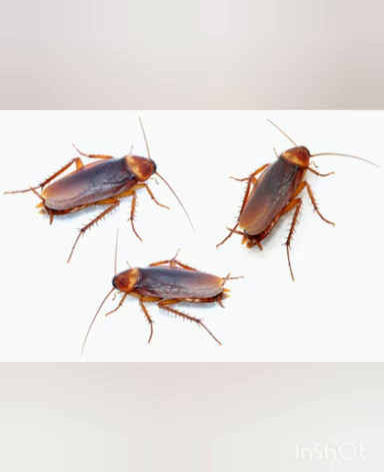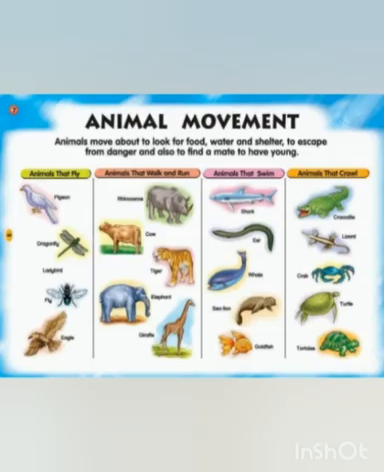Okay. So next is organs of movements. Animals move from one place to another for food, water and shelter. So they cannot sit in one place. They also need to escape from enemies. So different animals have different organs for movements, to walk or to fly, whatever it may be.